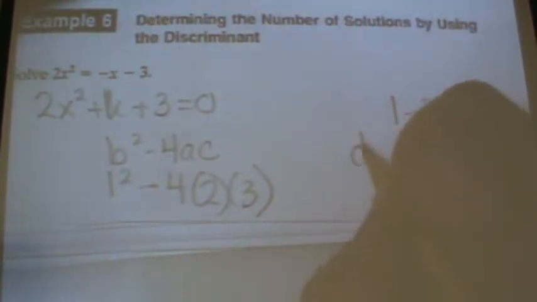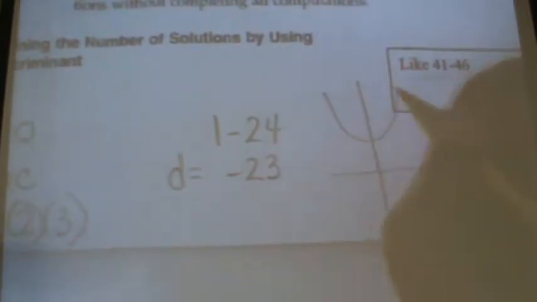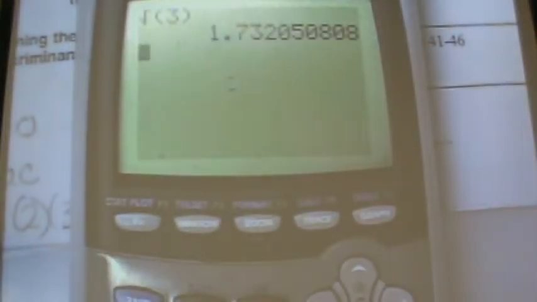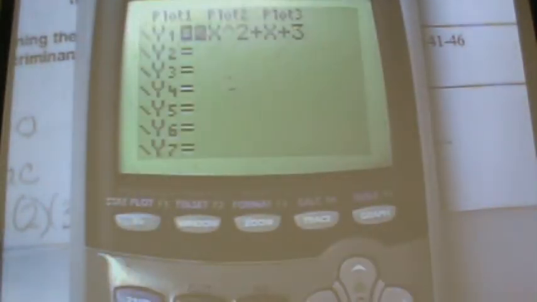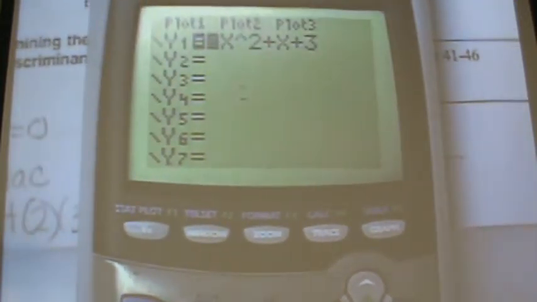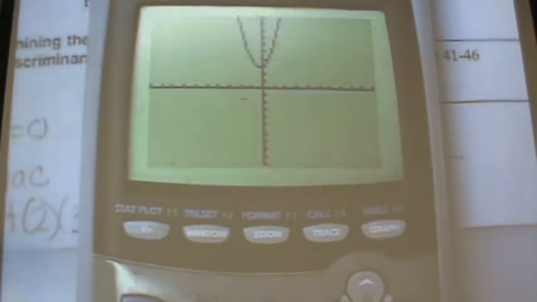What does that mean? That means there's no real solution. My graph is never going to hit the x-axis. Let's prove it. Okay, I typed in my equation, 2x squared plus x plus 3, and now I'm going to graph it. Check it out. Is this thing hitting the x-axis? No, it is not.